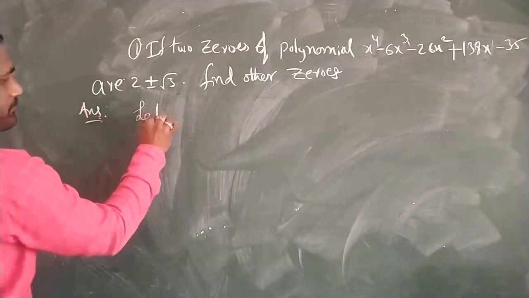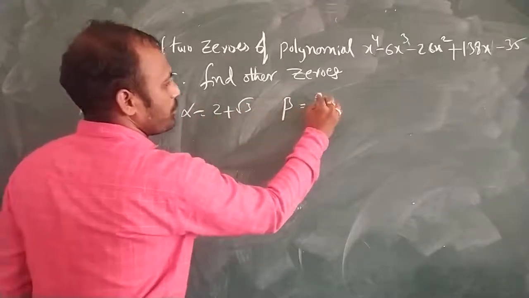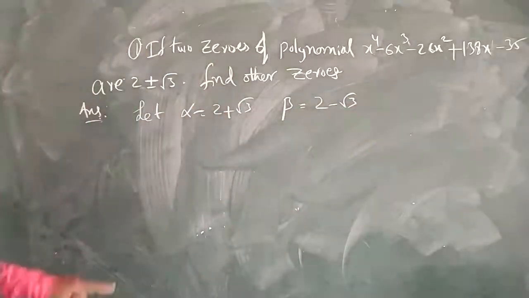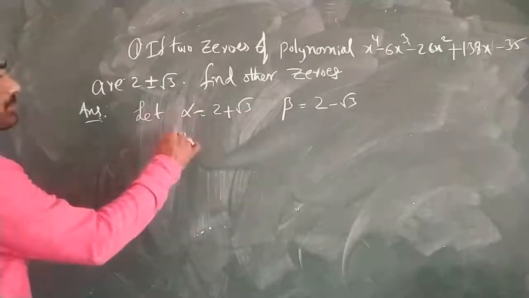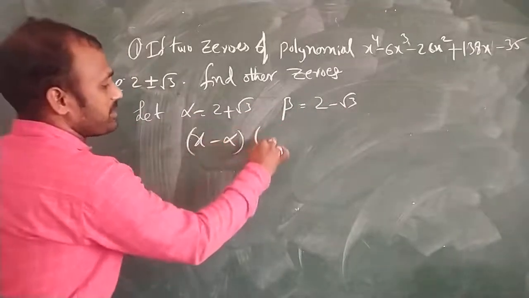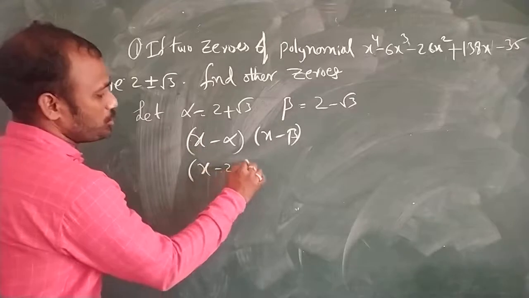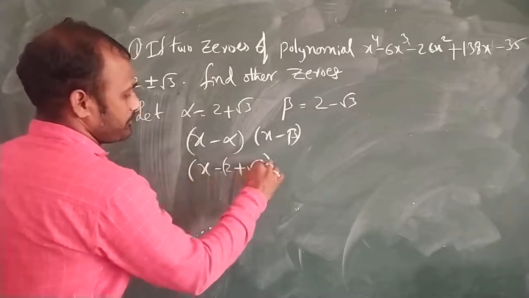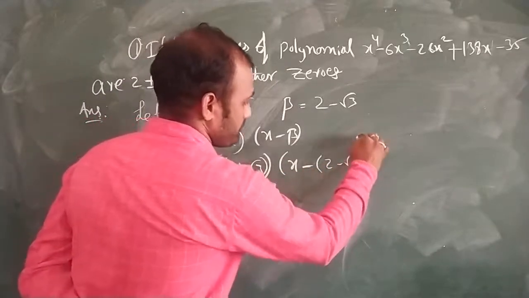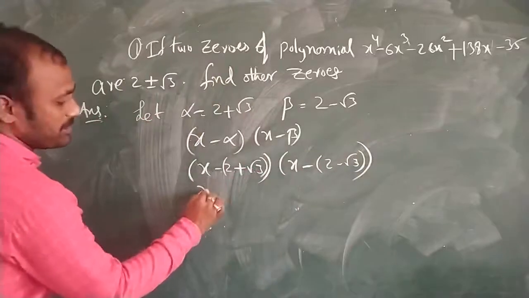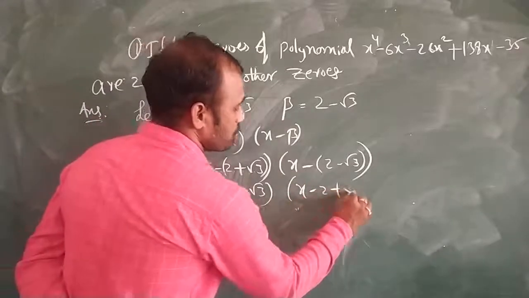Let alpha, the first root, be 2 plus root 3, and beta, the other root, be 2 minus root 3. Here plus or minus is given; first I treat it as plus, second time I treat it as minus. If two roots are there, we can take it as x minus alpha into x minus beta. Substituting, it will become x minus 2 plus root 3 into x minus 2 minus root 3, opening the brackets with the minus signs.